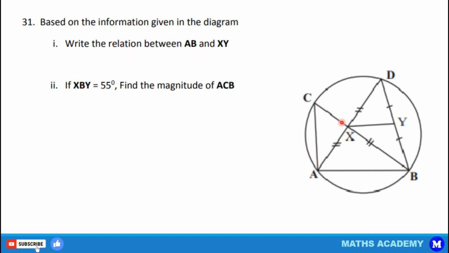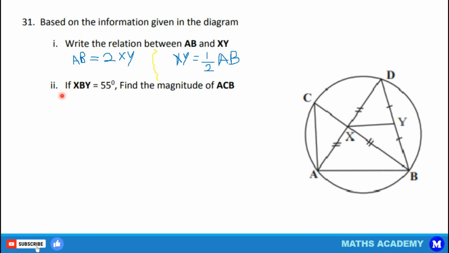If you take this triangle, you can see this is an equiangular triangle. AB is equal to 2 times XY. So AB equals 2 times XY. XY equals half of AB. So let's write them down. So AB equals 2 times XY and XY equals half of AB.